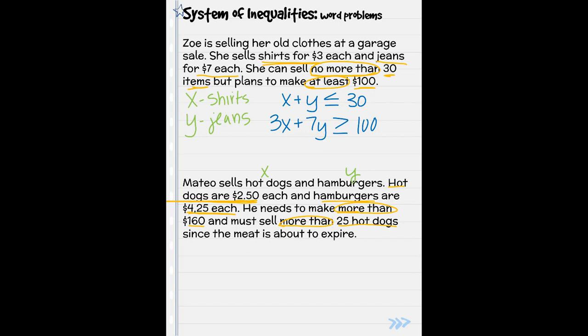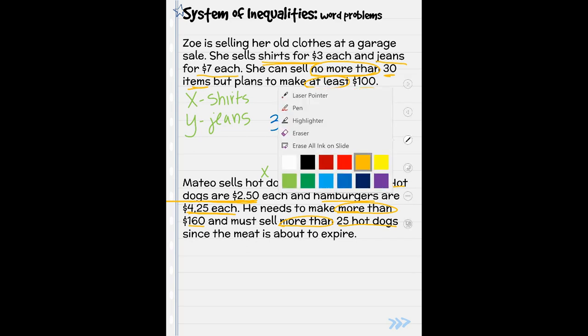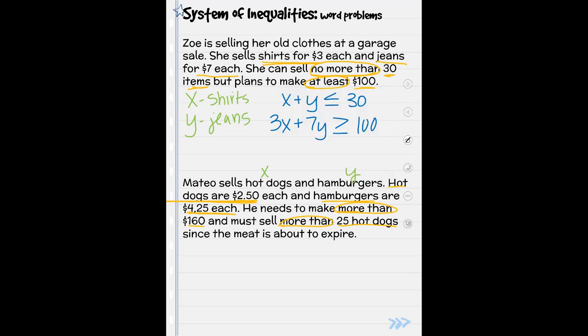So this one's a little bit different. We don't have where we're combining hot dogs and hamburgers and want the total of both. It says 25 hot dogs only. So instead of X plus Y equals 25, we just need X to be more than 25. So more than is our greater than symbol.